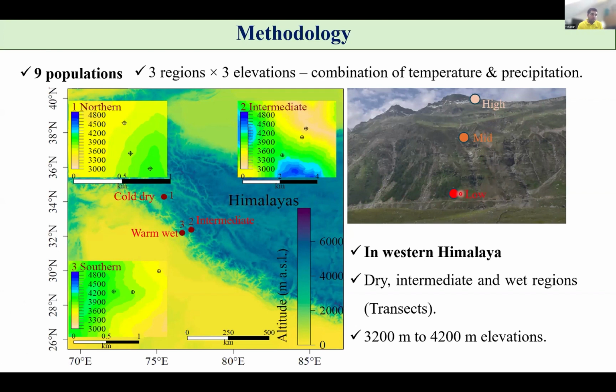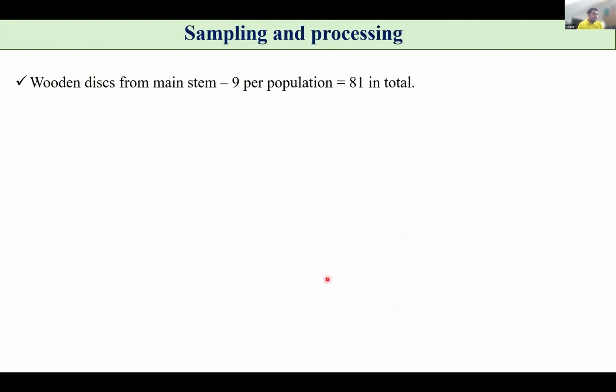So we have warmer low elevations, the intermediate ones, and the colder high elevations. So in total we have 3 regions and 3 elevations, totaling 9 populations, and all these are in the western Himalayan part. Here we have covered the elevations from 3200 to 4200 meters. The sampling was conducted at the same time as the sampling for metabolomic analysis, in the same year. And now coming to the approach we used.